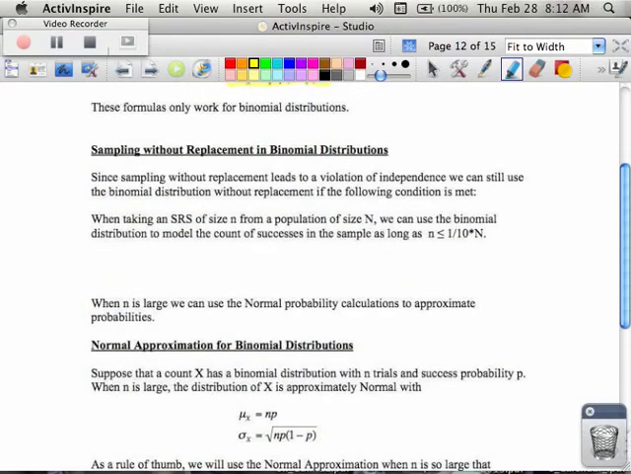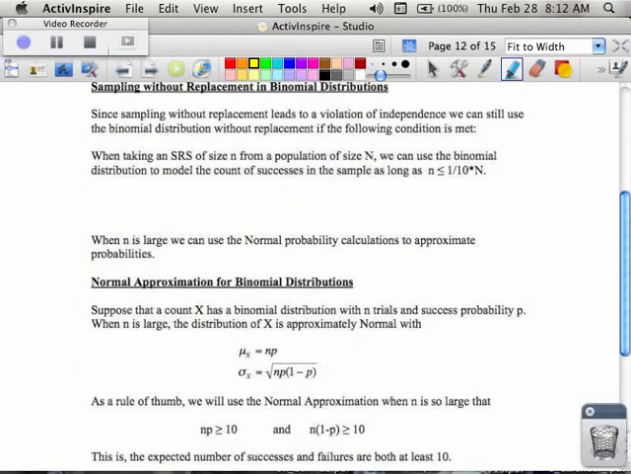And this only works for the binomial, success failure. Since sampling without replacement leads to violation of independence, that means if I have a deck of cards and I say, okay, Sam, pull a card out, what's the probability of getting a jack? You know it's a 1 in 13 chance if you don't have the jokers in a normal playing deck. And I don't put the card back. It's not a 1 in 13 chance anymore. That's the without replacement that they're referring to.